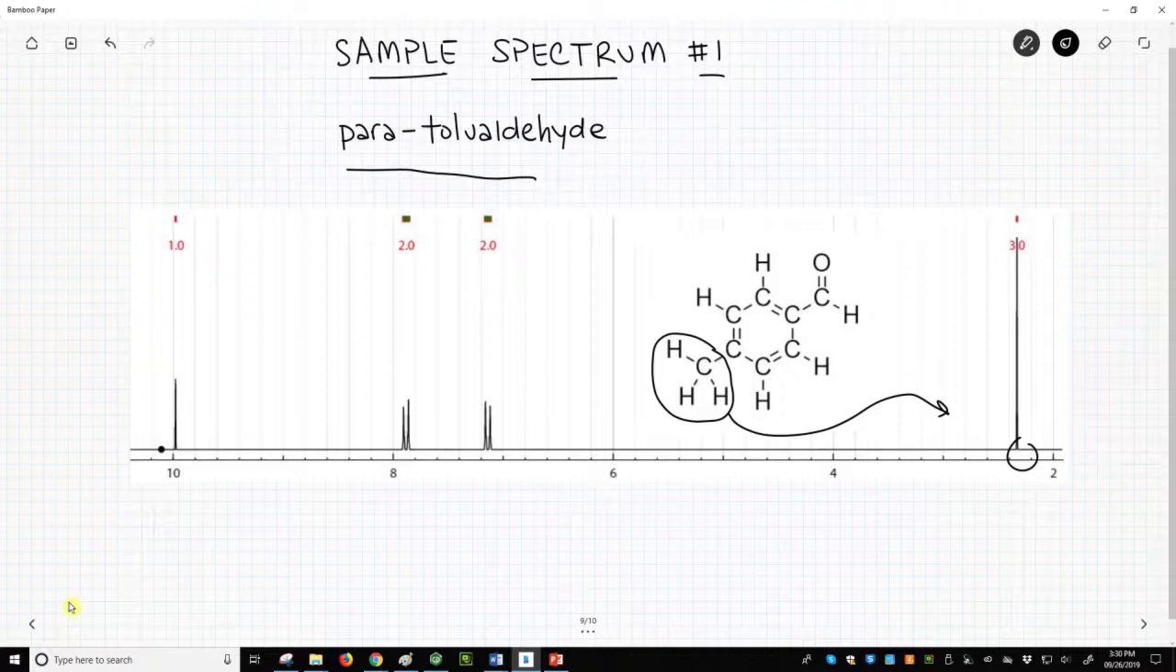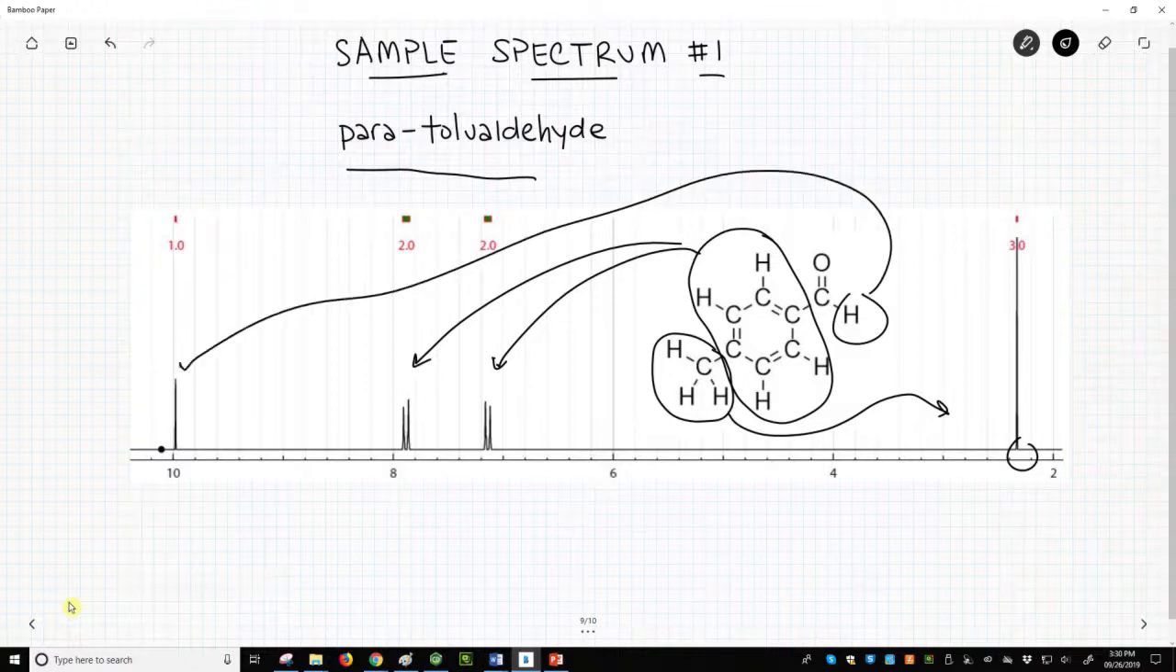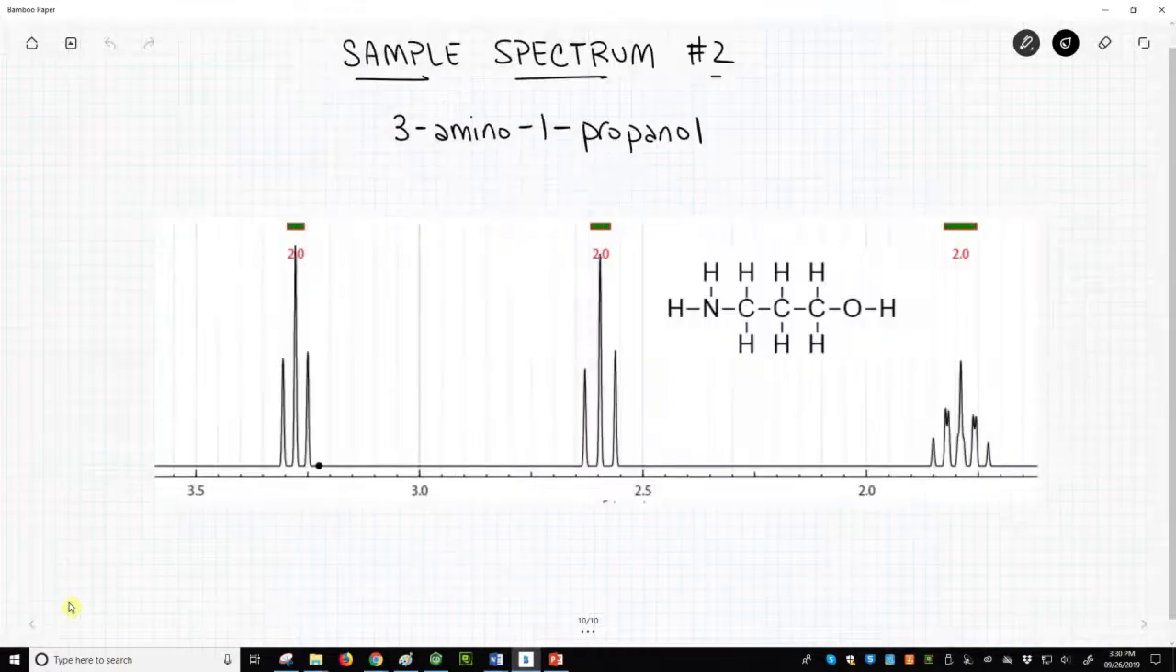Next we have signals between 7 and 8. Those must be hydrogens on a benzene ring. Finally, we have a nice peak at almost exactly 10 ppm. That is our aldehyde CH. Let's move on. Our second example is 3-amino-1-propanol.